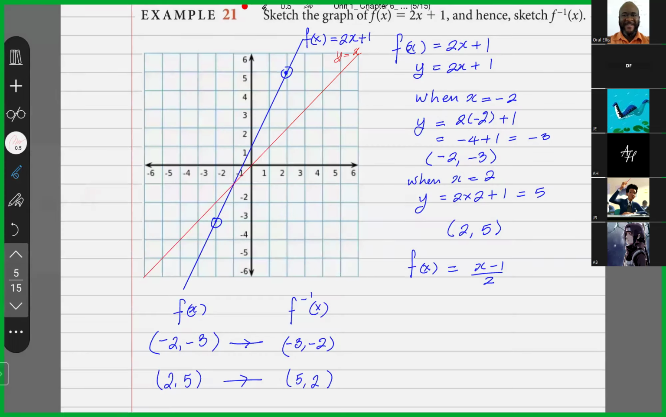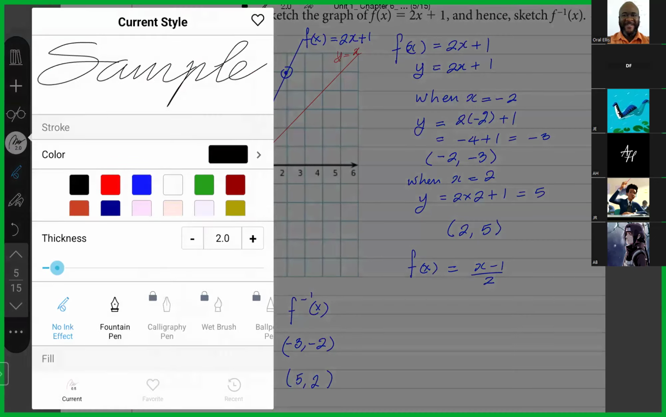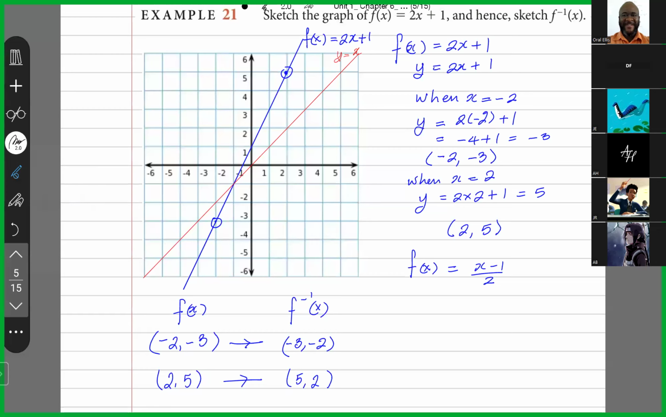Next, I'm going to draw the graph of f inverse of x. We already worked out points on f inverse of x. Minus 3, minus 2 is a point, so this is a point. It is the reflection of the point minus 2, minus 3. And the next point is 5, 2, which is this point here. And then let's just draw a line.